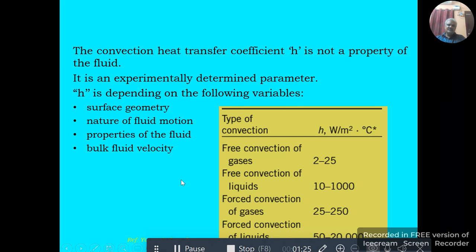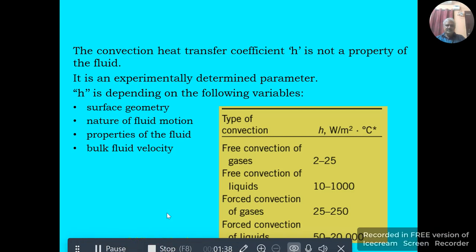The convection heat transfer coefficient h is not a property of the fluid; it is an experimentally or empirically determined parameter which depends upon the following variables: the surface geometry or nature of fluid motion, the thermal properties of the fluid, and the bulk fluid velocity. So h is not a single dependent parameter. It depends upon various parameters, which makes the determination of h very complex.